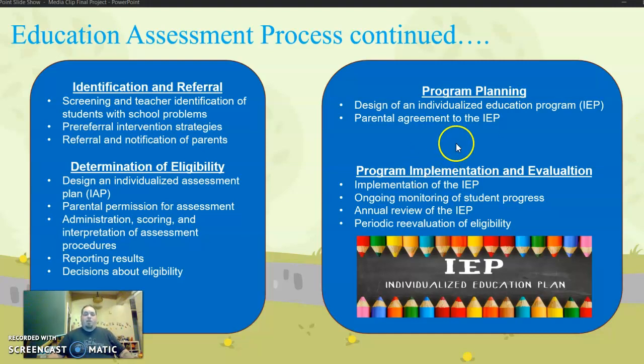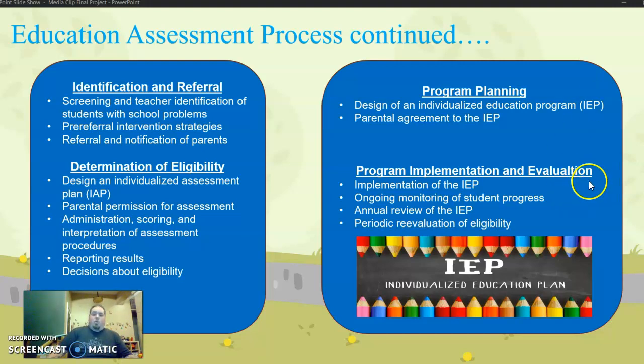Then we move on to the program planning. This is where the design of an individualized education program, or IEP, is put together. Within 30 days of the student being identified as having a disability, the assessment team, along with the parents, have an IEP meeting. Before the student can receive the services, the IEP must be developed and parents must agree to the plan. The team must explain in detail to the parents what the plan is and what their roles are in it as well.